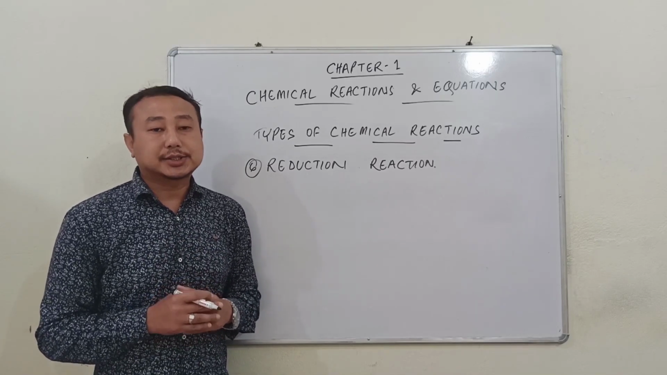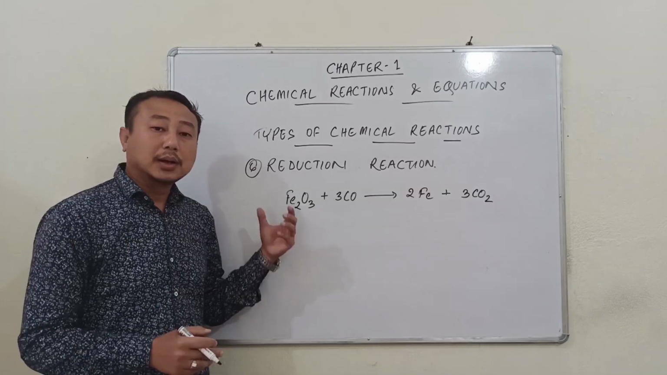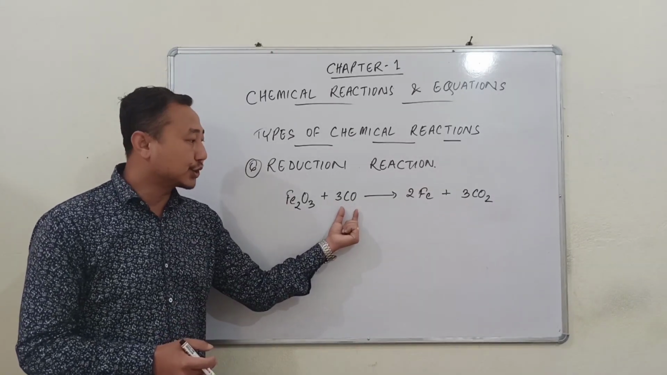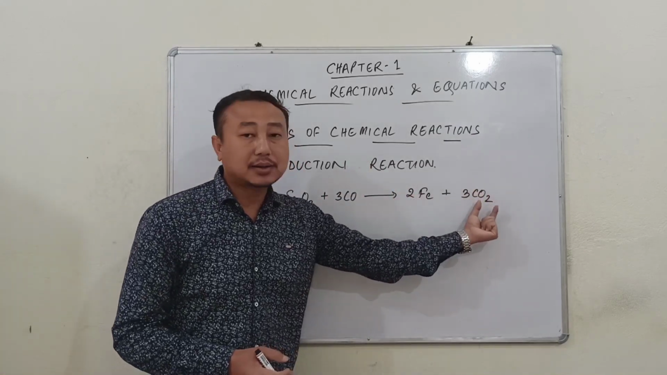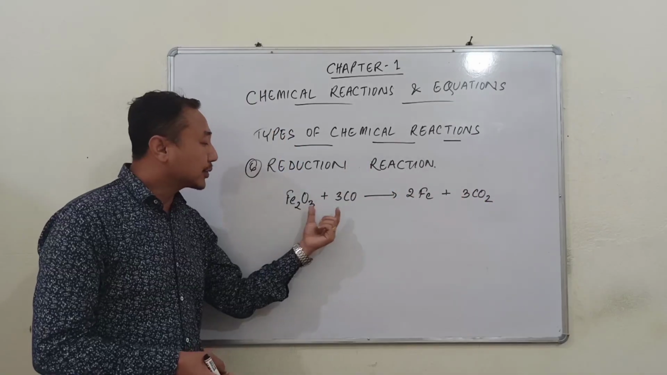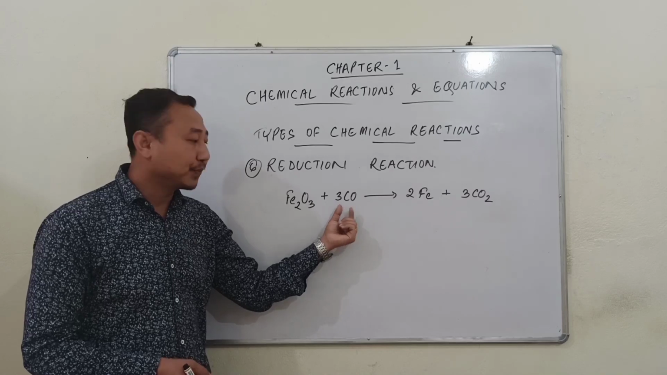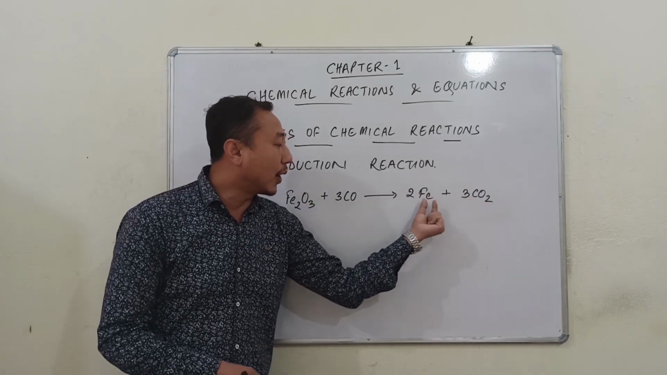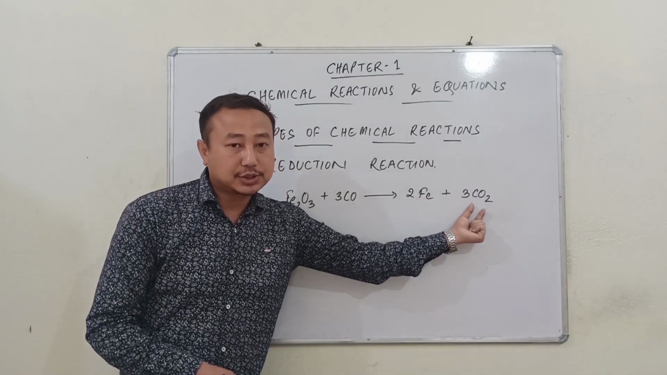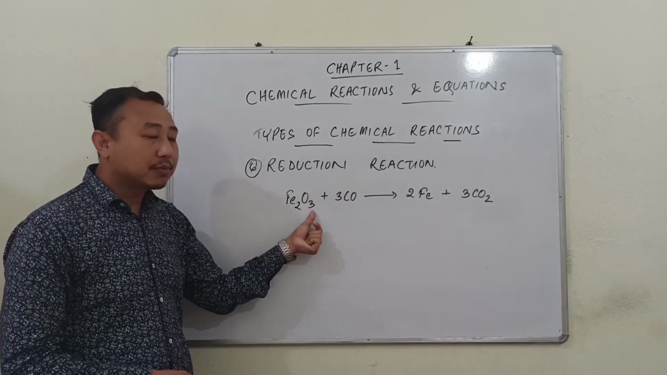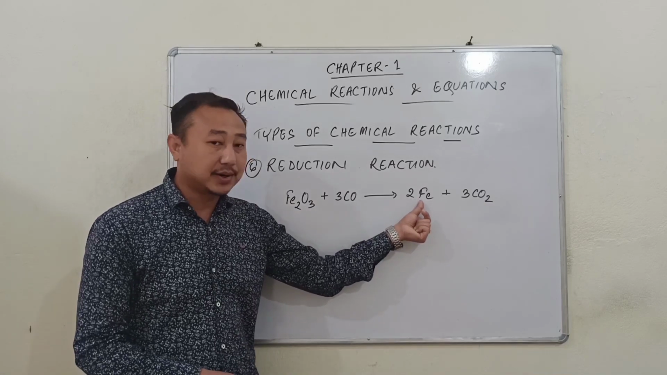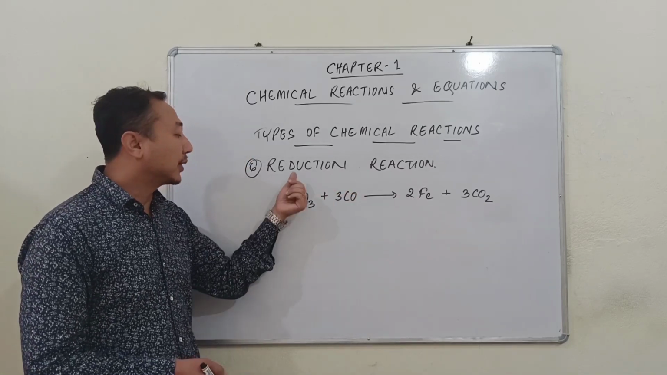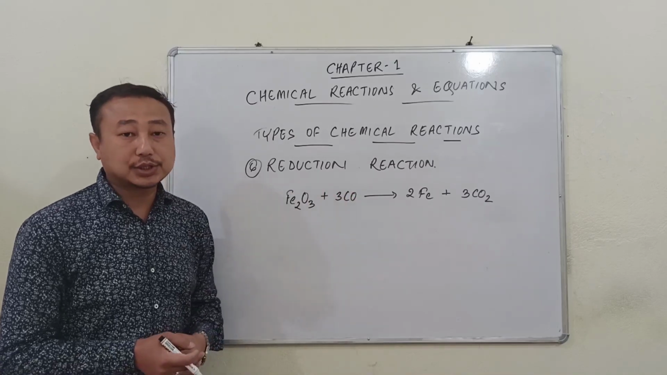So, let us see an example of reduction reaction. In this example, iron oxide is reacted with carbon monoxide to form iron and carbon dioxide. So when iron oxide is reacted with carbon monoxide, the oxygen from iron oxide is removed out and forms iron and carbon dioxide. So as oxygen is removed out from iron oxide to form iron, there is a removal of oxygen. Because of that, we can call this reaction a reduction reaction.